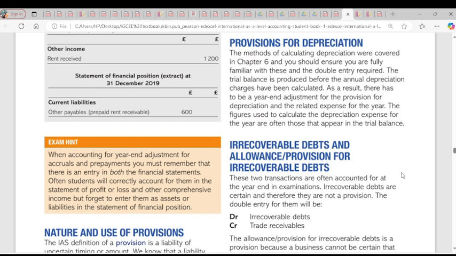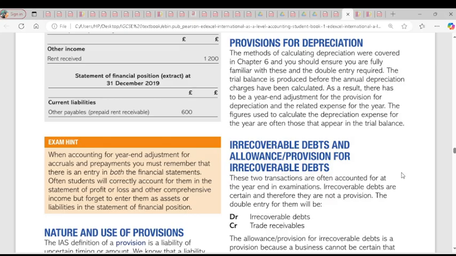Do you understand? Do you get it or not? If at the end of it all, you find out that the provision you made for your irrecoverable debts is reducing, say last year it was 500, this year it's 400, the difference is 100. That difference you add as an operating income, just like commission received or discount received.